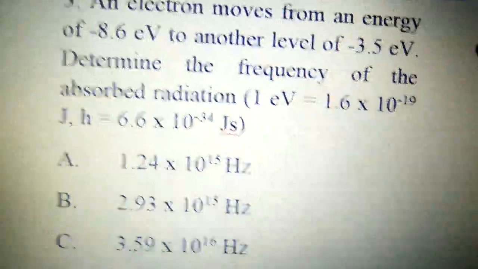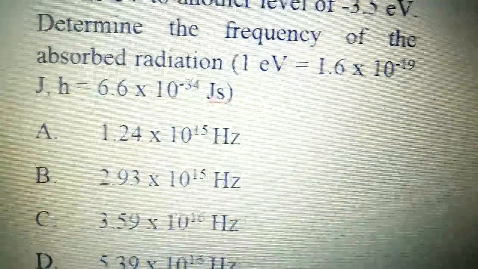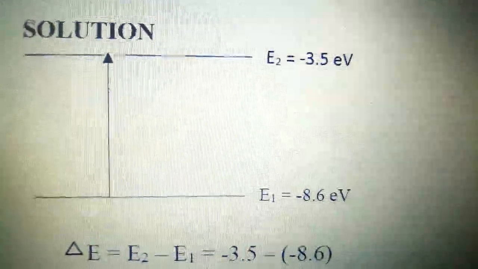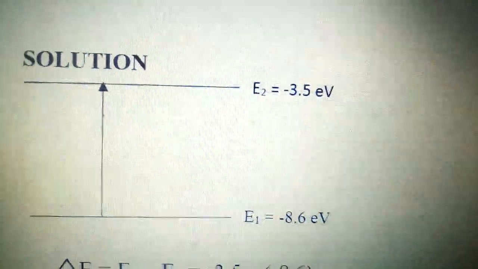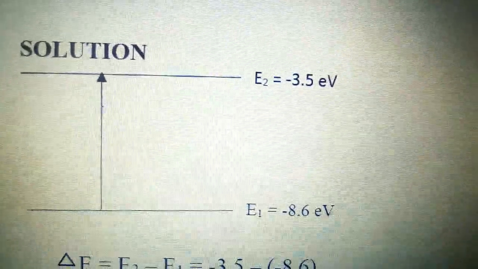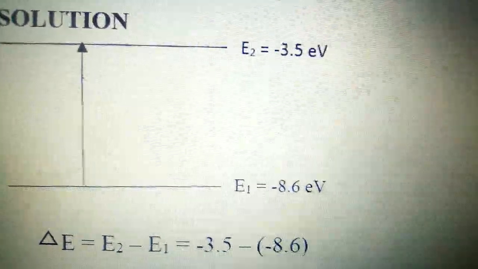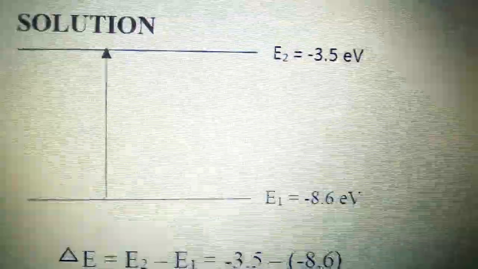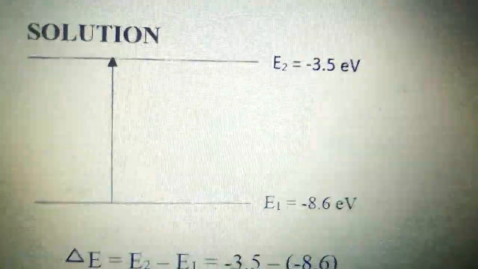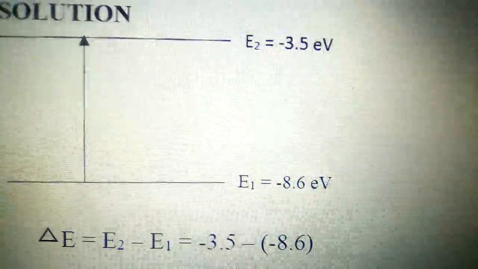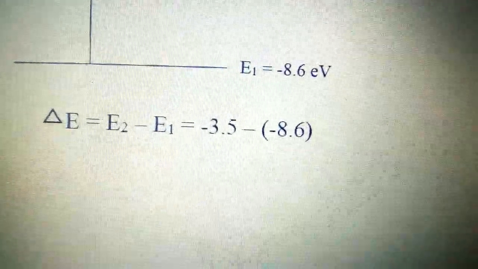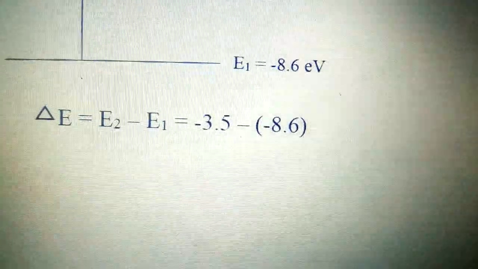The answer to this question is option A, 1.24 × 10^15 Hz. How do we prove our answer? We'll go to the solution aspect. We see the higher energy level is minus 3.5 electron volt, denoted with E2. The lower energy level is minus 8.6, denoted with E1. The electron absorbs radiation, moving from lower level to higher level. The energy of the photon is taken as the difference between E2 and E1. As you can see, the energy of the photon is E2 minus E1, that is minus 3.5 minus (minus 8.6).